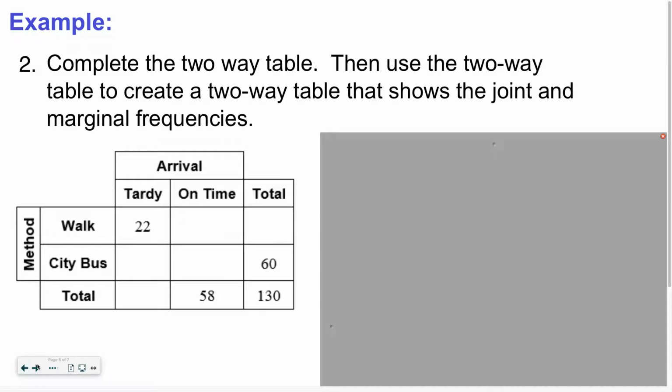Complete the two-way table, and then we're going to use the two-way table to create a table that shows joint and marginal frequencies. Sorry, I meant relative frequencies there. Do I have that in yours? I don't have that, but I'll change it in a minute. Okay, see if you can complete the table based on the information that's given.